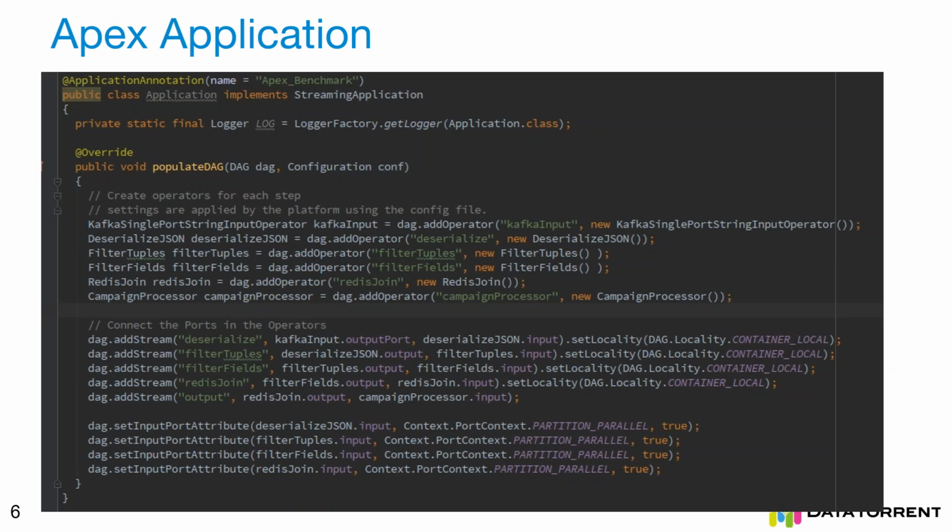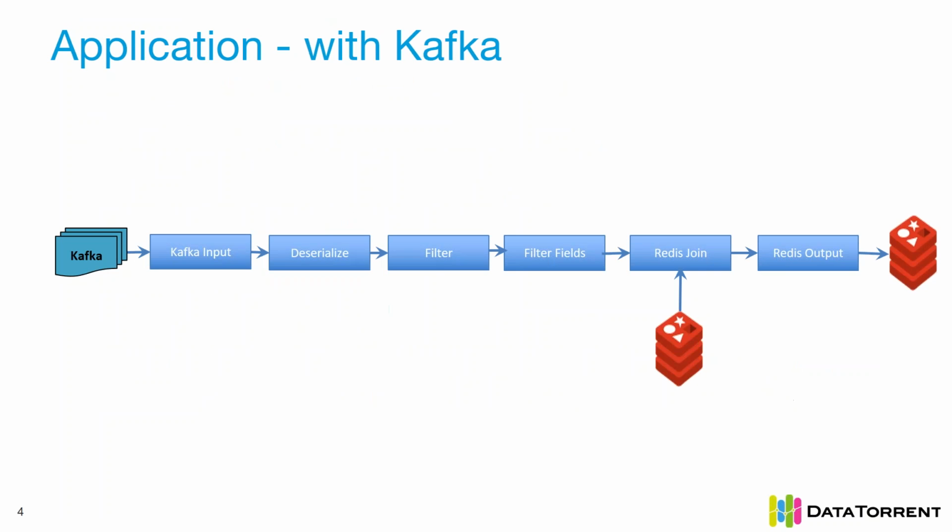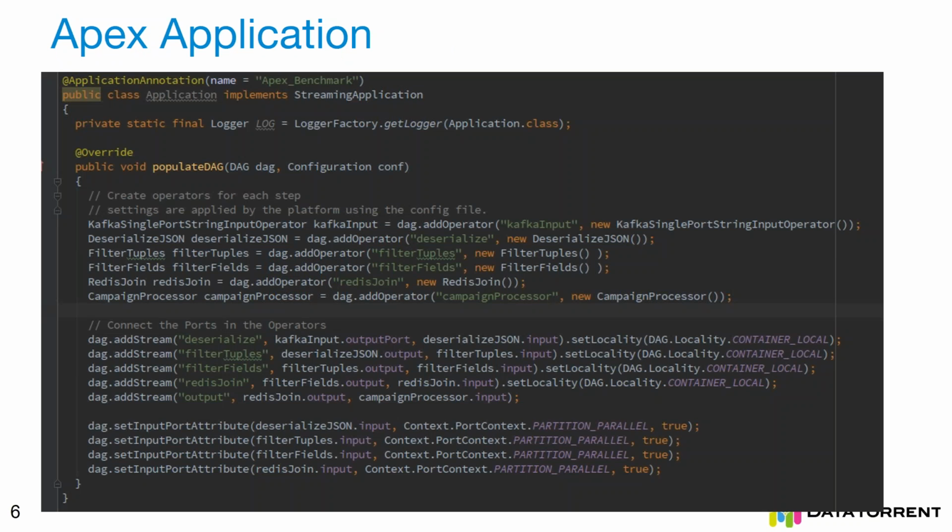Next is the Apex application. How does your application get built? If I go back to the diagram, this is how you develop your Apex application. Every block you consider as an operator, and you connect the streams between them. That's all you do, and a lot of scalability and fault tolerance are built into the platform, so it makes it really easy for you. If I go back to the code, you can see that I'm creating the operators first, Kafka, deserialize, filter, the same as in my diagram, and I'm connecting the streams. I'm setting a few properties, which I'll explain later, but that's essentially what you do.